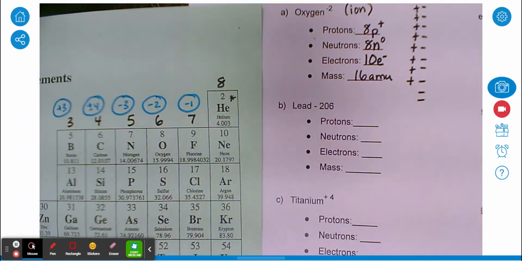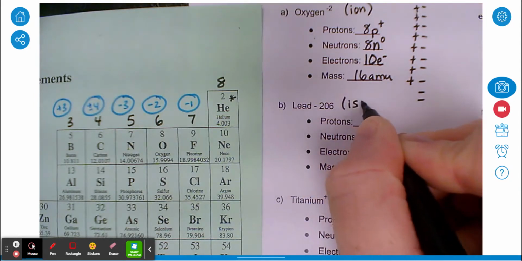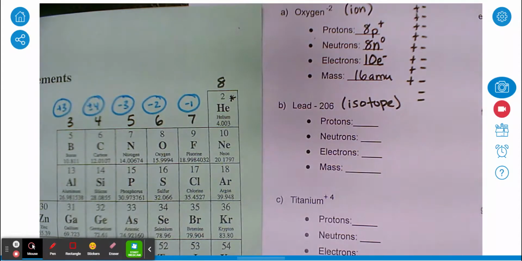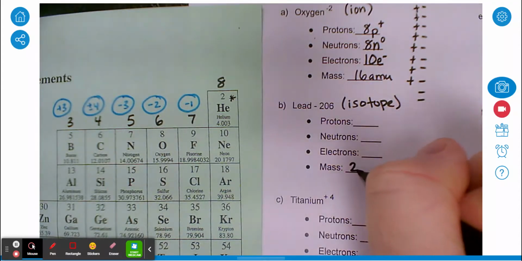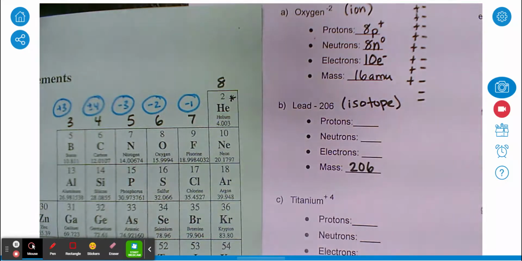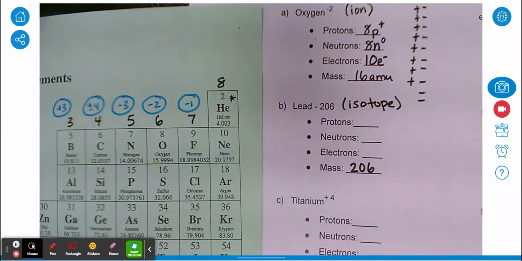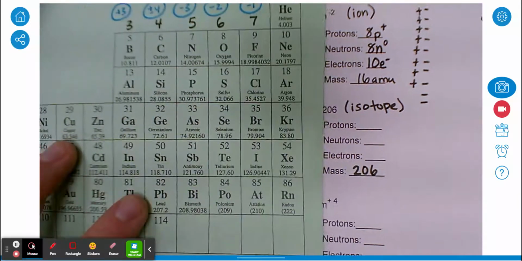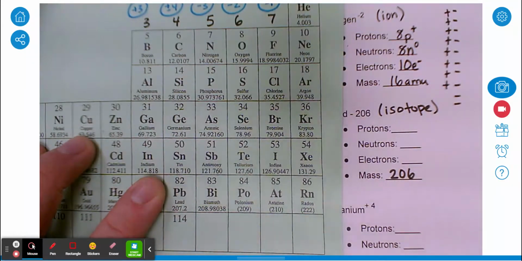Let's look at B now. Lead 206. Now, there's no plus or minus, there's no superscript. This is an isotope notation. Anytime you're given an isotope notation, the mass is provided. So you don't use the periodic table mass, you're going to use the mass that is shown in the prompt. So my mass here is 206. The rest of it is the same standard thing we've been doing. Find lead. Found it. All right, lead is element 82.